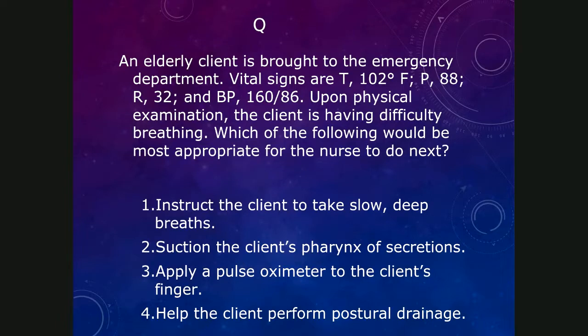An elderly client is brought to the emergency department. Vital signs are 102 Fahrenheit, pulse is 88, respirations are 32, blood pressure is 160/86. You do your physical examination and you see that the client is having difficulty breathing. Which of the following would be the most appropriate for the nurse to do next? Let's just think about what's the easiest thing we can do for this patient. Look at these respirations. What's going on with that patient? Are they maybe beginning to hyperventilate?